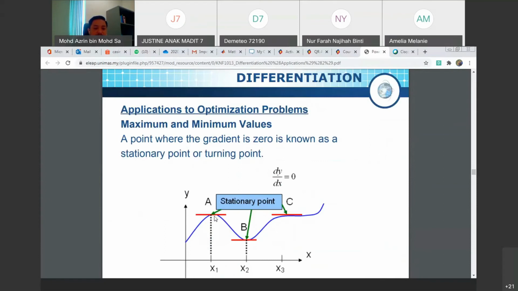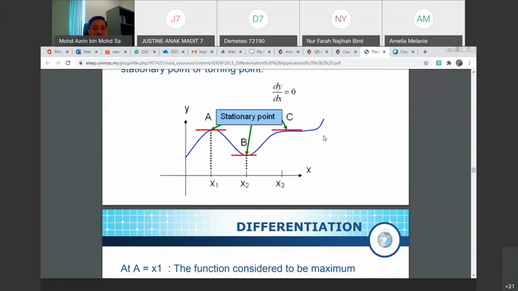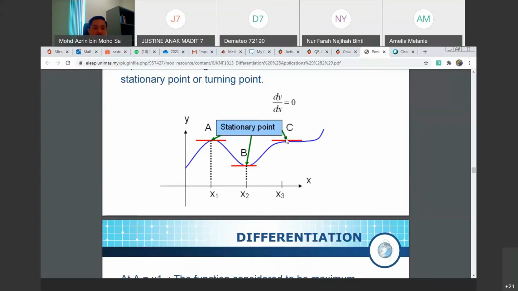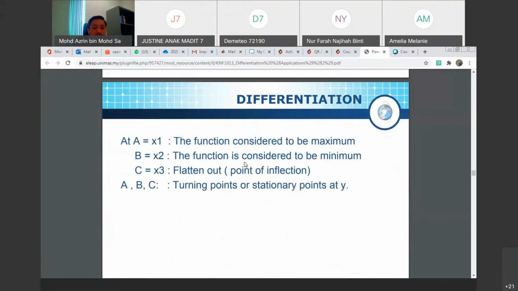So the value of x1 here at point a is actually a maximum value. B point x value x2 is actually the minimum value, and x3 here is actually the flatten out or point of inflection. Okay, most likely we use this sometimes in quality control and reliability.